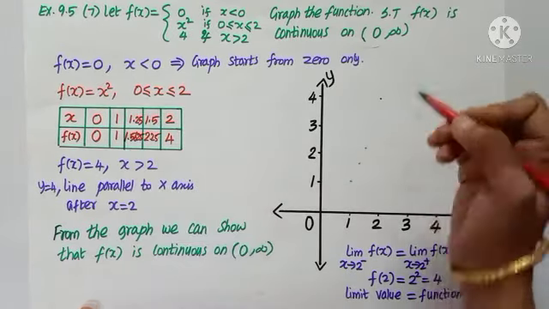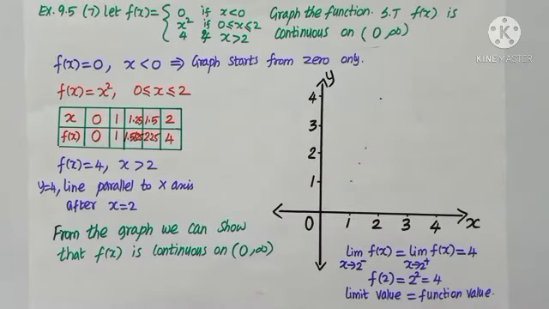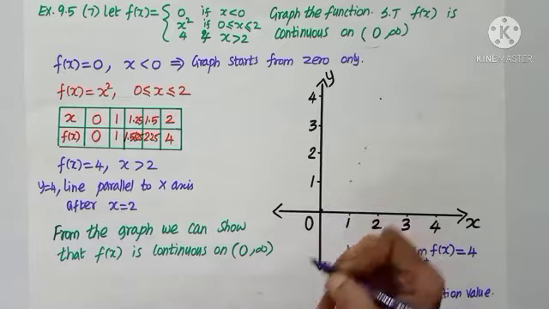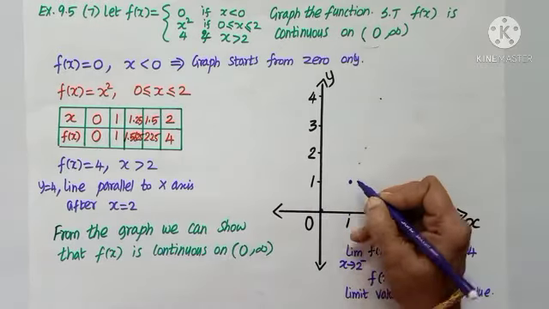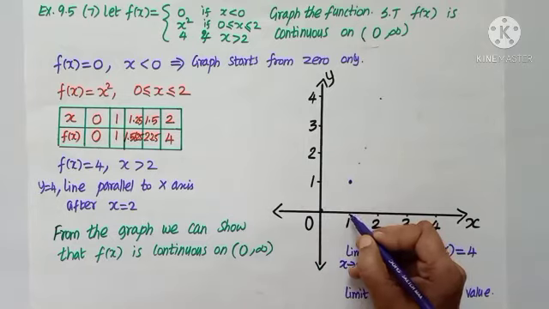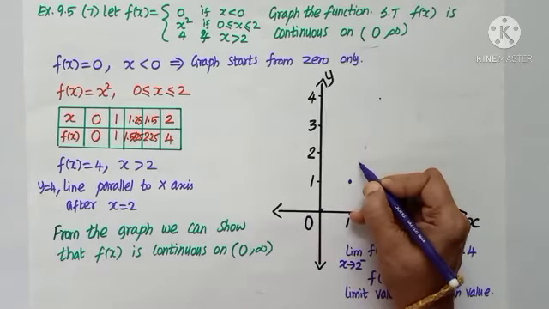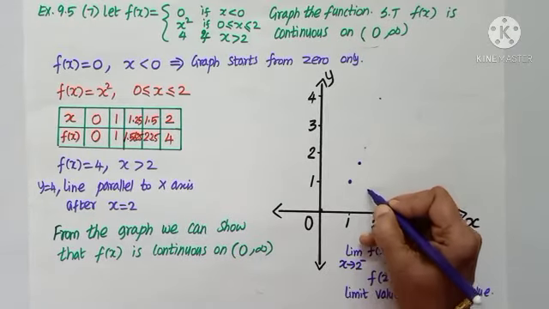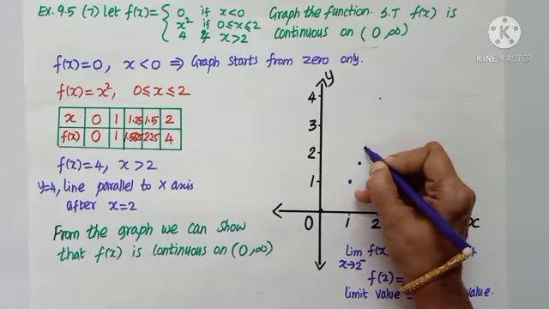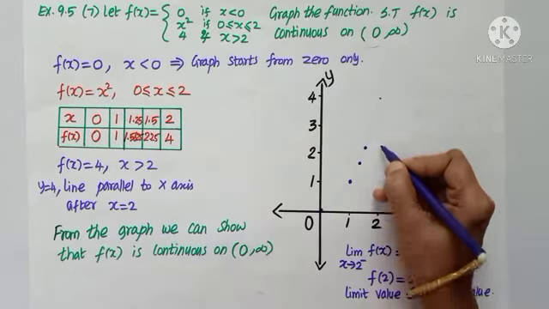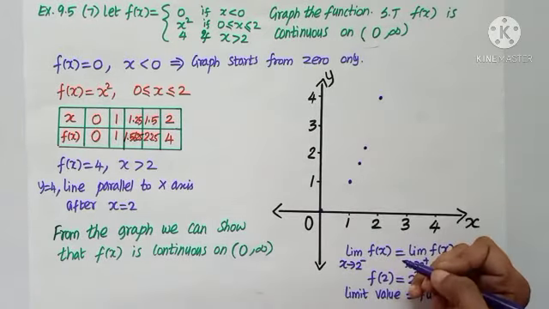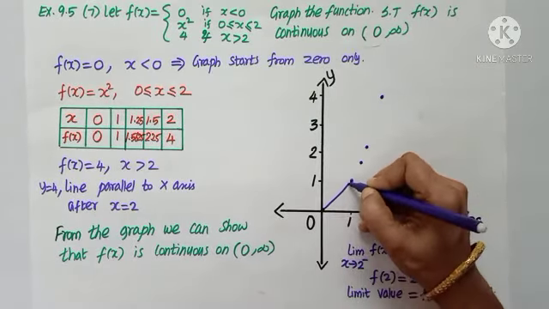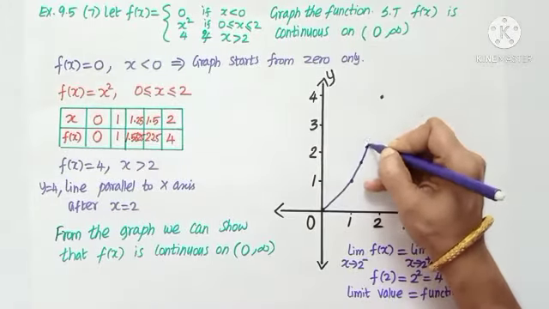Substituting these points in the graph, we get 0, 0. Here I mark it, 1, 1. 1.25 somewhere here up to 1.56. 1.5 exactly in the middle of 1 and 2 up to 2.25. And 2 it goes up to 4. As we join the points, we get a continuous curve from 0 to 2.